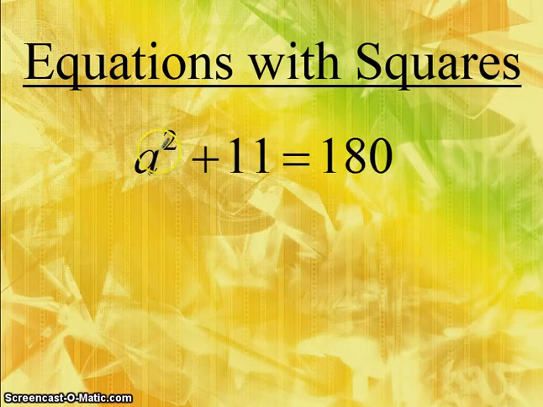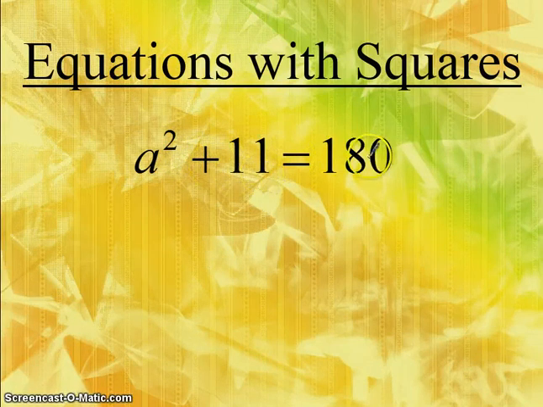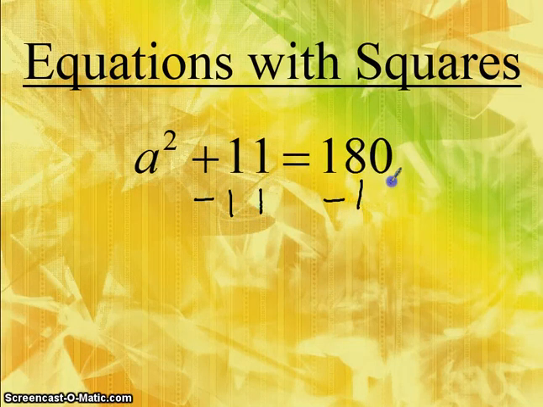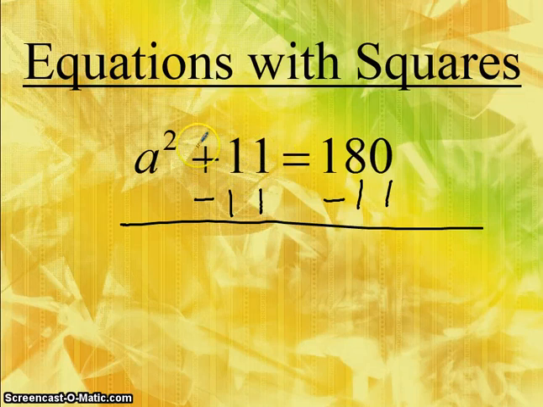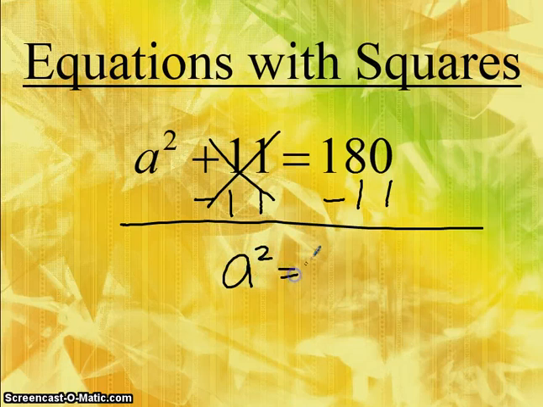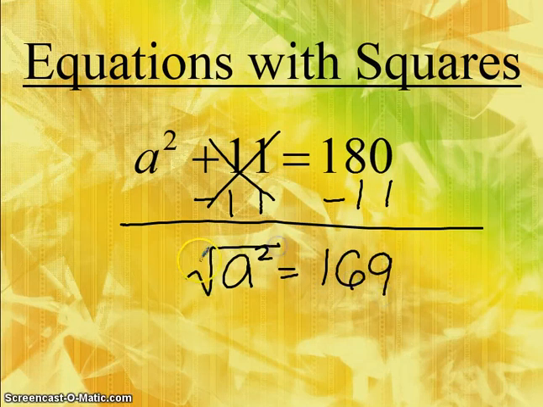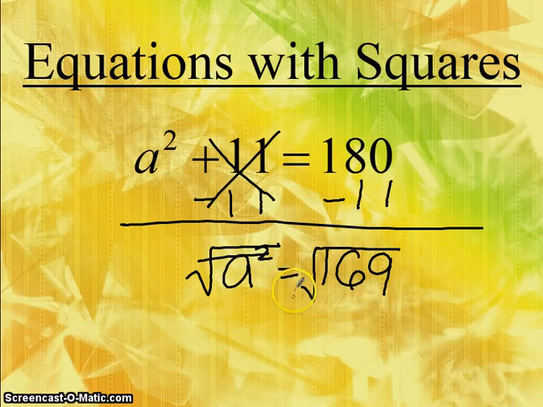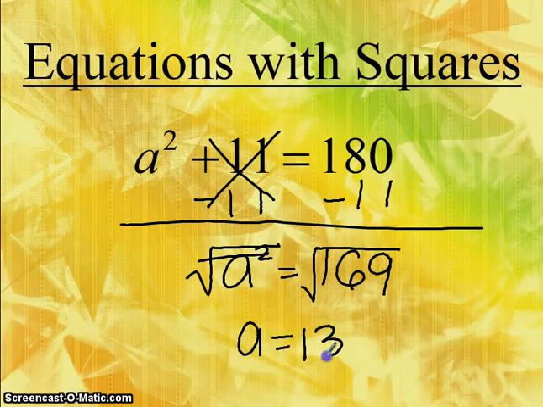Alright, in this one we have a squared. A squared plus 11 is equal to 180. If we subtract 11 from each side, we will eliminate the constant because positive 11 minus 11 makes 0. So we get a squared equals, and if we subtract, we get 169. If we square root each side, a is equal to the square root of 169, which is 13. And just as we learned, it would be positive or negative 13.